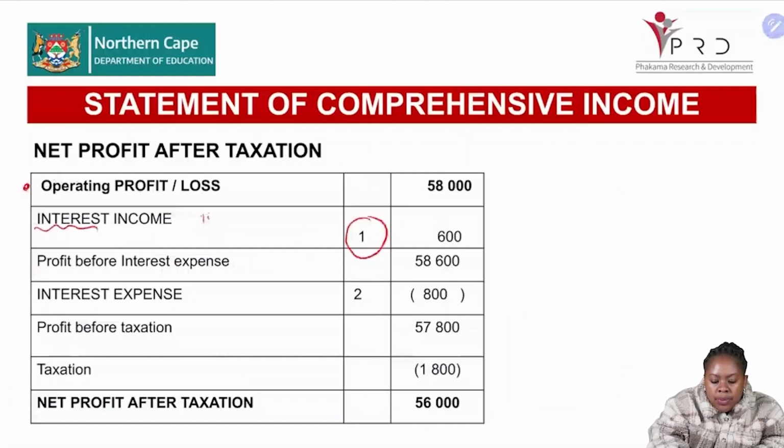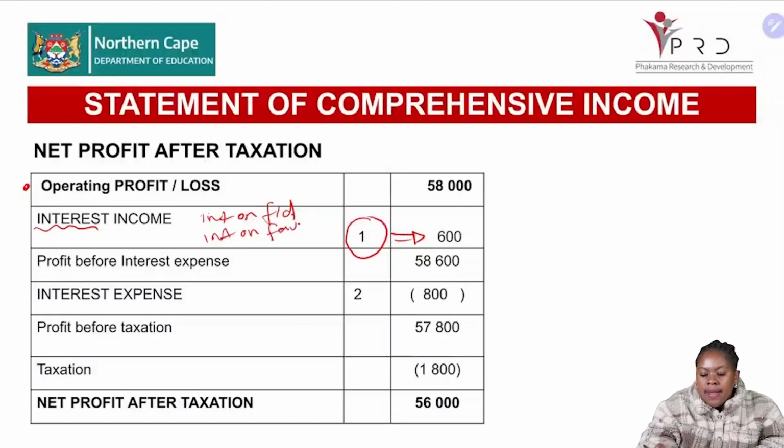Interest on fixed deposit, interest on a favorable balance, and so forth. So all the interests you're going to add together to give you this amount. In this case, we have 600. Then you say your operating profit plus your interest will give you your profit before interest expense. Do you see that? That will give you 58,600.